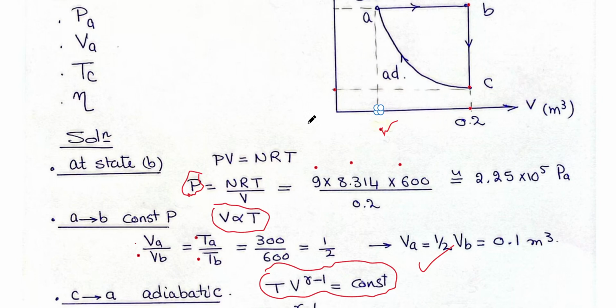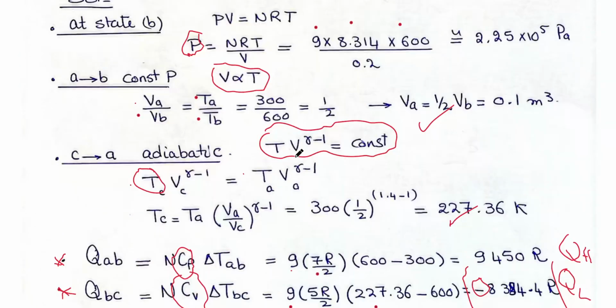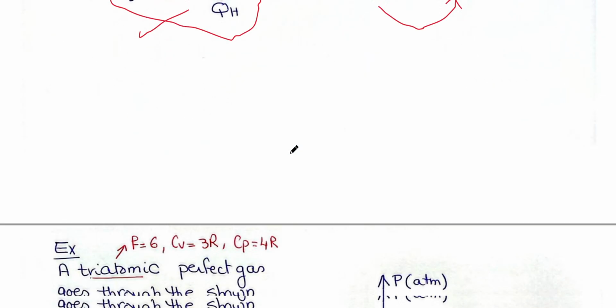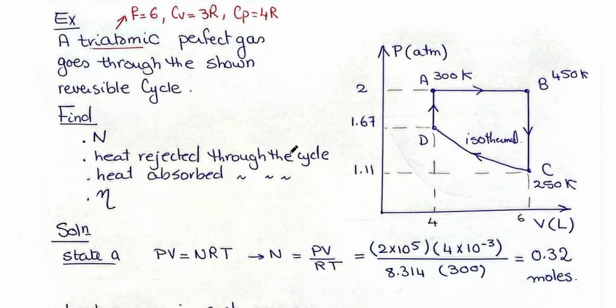We'll take another example on a reversible cycle as shown in the figure. This cycle is a triatomic perfect gas going through the shown reversible cycle. Triatomic means that F is 6 and CV is 3R, CP is 4R.